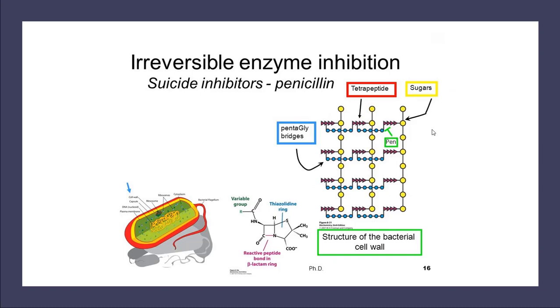Next is irreversible inhibitors, right? So I'll take the example here of penicillin. The penicillin is basically inhibiting the formation of cell wall in bacteria. That's how bacteria cannot multiply and they die and we survive, right? So that's the kind of example that can fit into the suicide inhibitors that we talk about.